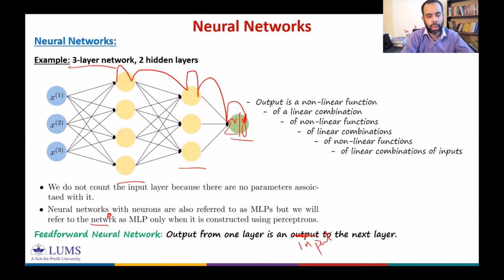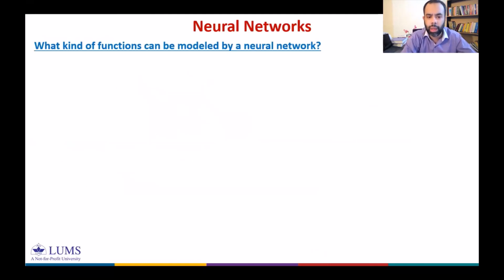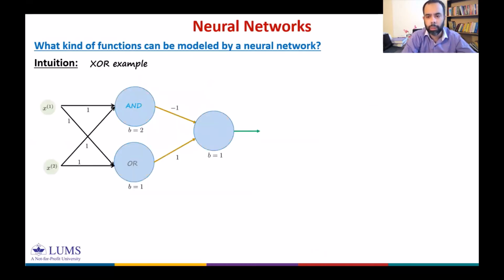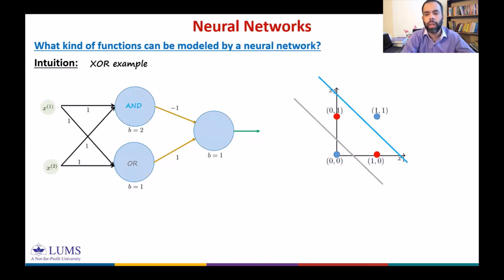So before we study the notation, we can answer a very simple question. What kind of functions can be modeled by a neural network? If you recall the exclusive OR problem, we could separate the data that is not linearly separable using a neural network. What else can we do with neural networks?